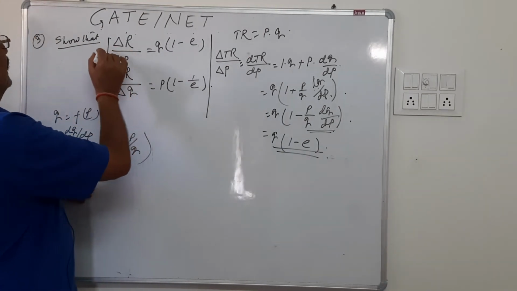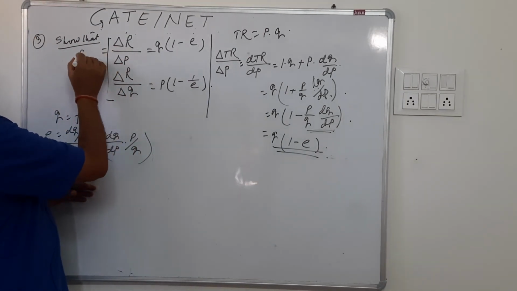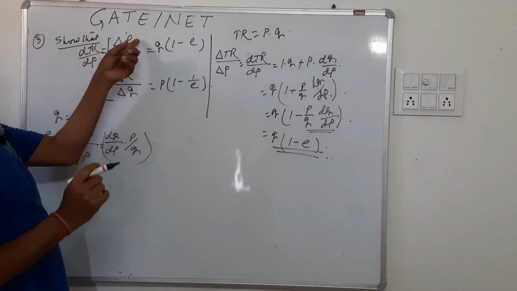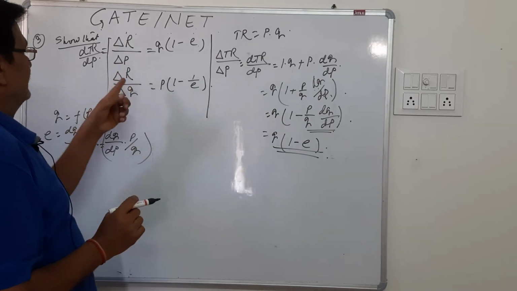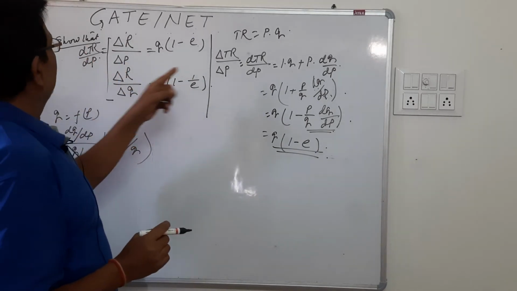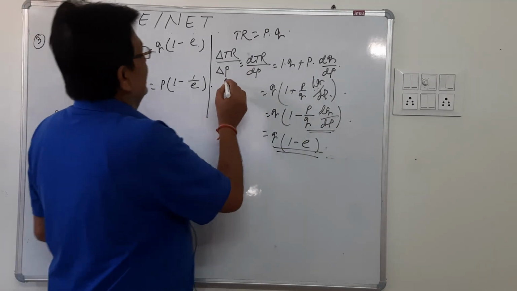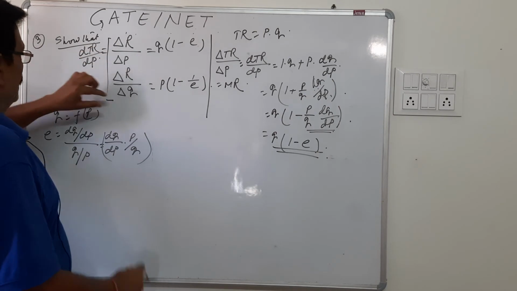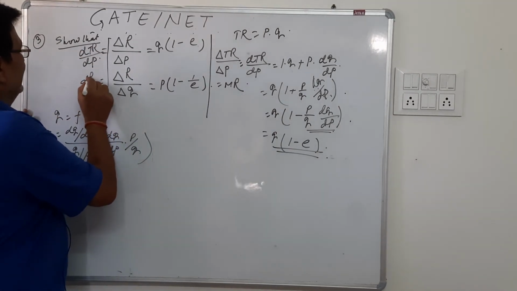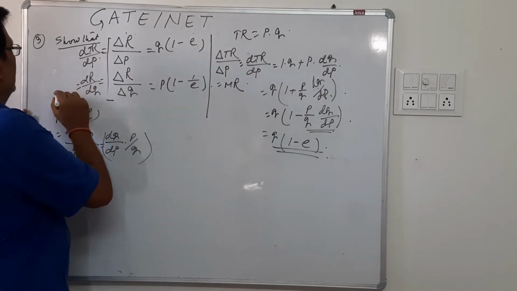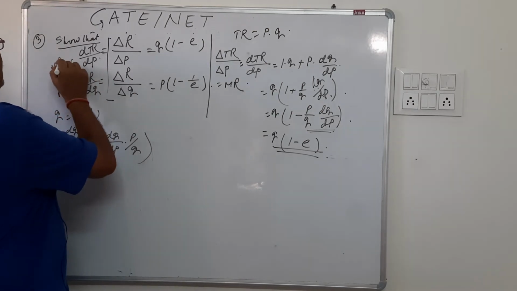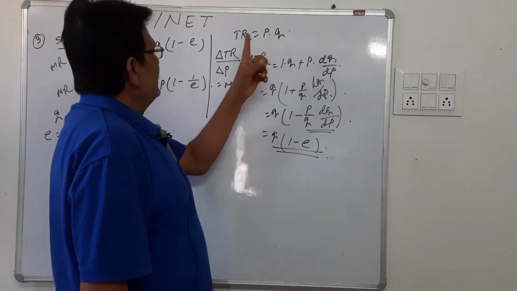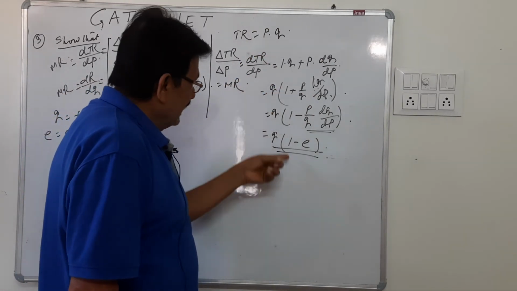This one is proved, because this delta R by delta P is nothing but dTR by dP. R is the sales or the total revenue at both of these places. So this is dTR by dP, and dTR by dP is nothing but MR. At both places this is MR. This is dR by dQ. It is also MR. So if TR is differentiated with respect to P, then we get this one.